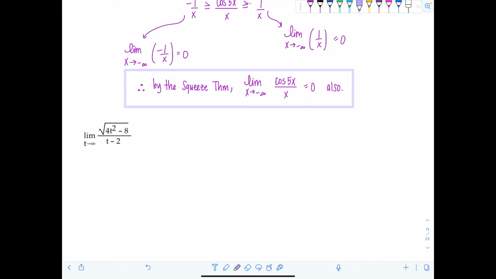Okay, here's another cute one. Limit as t approaches infinity of square root of 4t squared minus 8 over t minus 2. So numerator is going to infinity, denominator is going to infinity. We're going to divide by the highest power of t from the denominator. In this case, it's just going to be t to the first. So I'm going to multiply top and bottom by 1 over t.